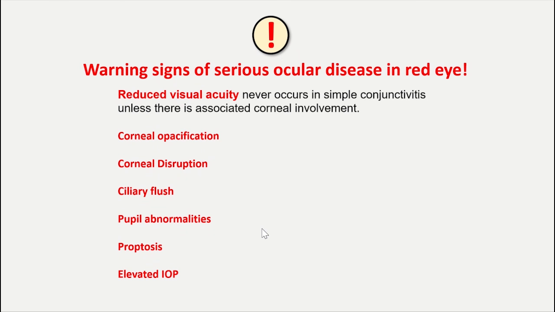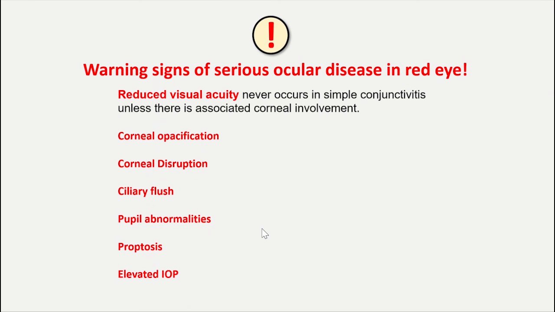Reduced visual acuity. There should never be reduced visual acuity in simple conjunctivitis, unless there's associated corneal involvement, which again is serious ocular disease. Corneal opacification. Again, acute angle closure glaucoma, bacterial keratitis. Others: corneal disruption, ciliary flush, pupil abnormalities, proptosis, elevated intraocular pressure.